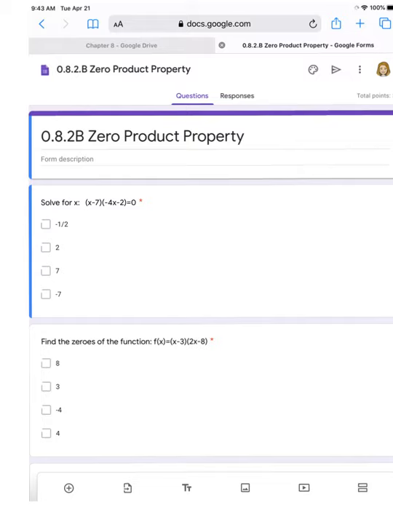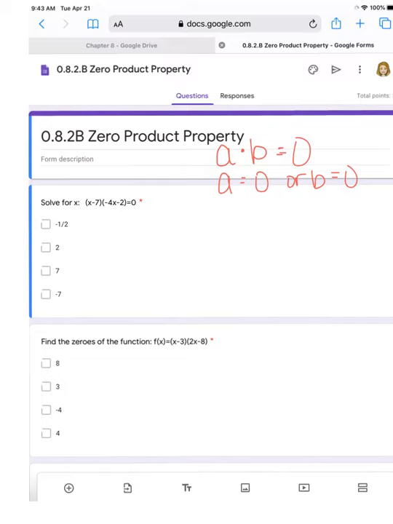Hi guys. So we're going to go over the zero product property today. Remember, for the zero product property, if you have two things, let's say A times B, and that product equals 0, then either A has to equal 0 or B has to equal 0. So that's the basic principle behind this.